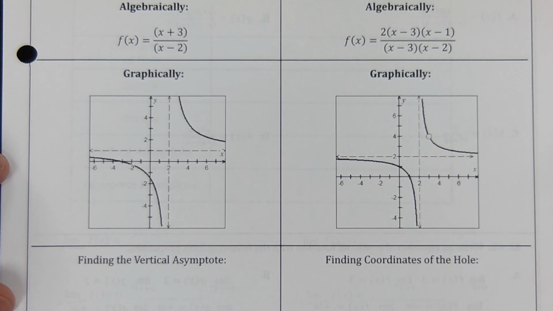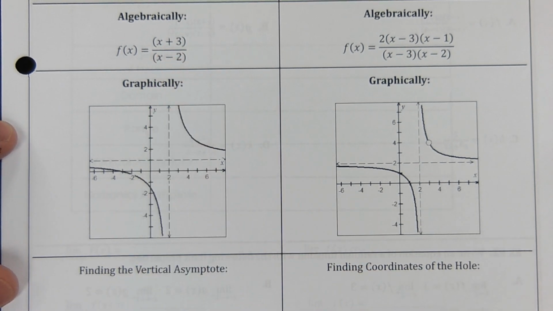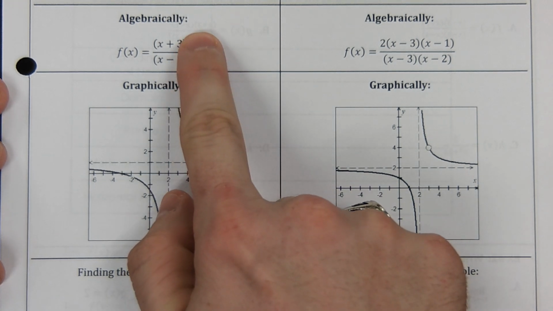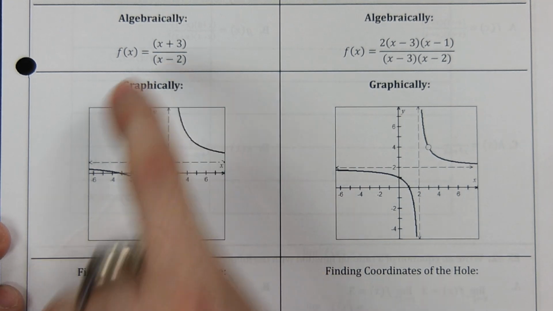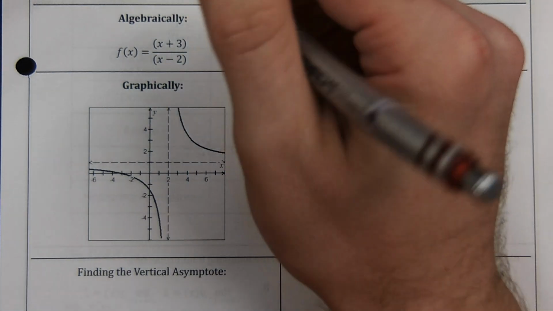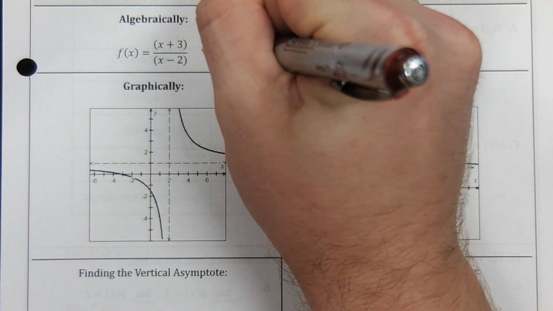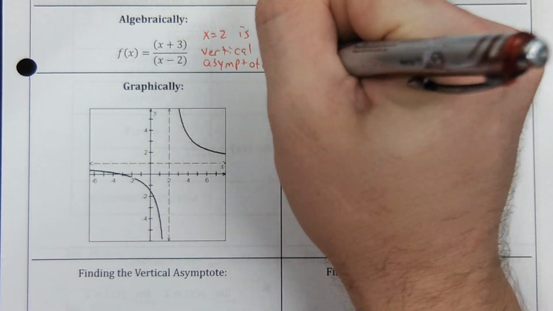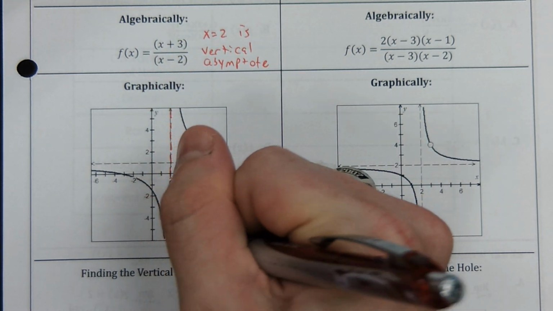Here we have a rational function, and what I see is no factors cancel off the top and bottom. And I do see that there is a number that makes the denominator equal 0. X equals 2 is the vertical asymptote, because that makes the denominator equal 0. And you can see it's right here. X equals 2, vertical asymptote.